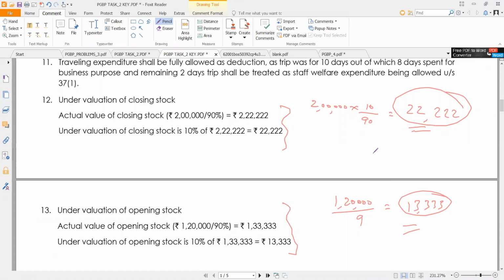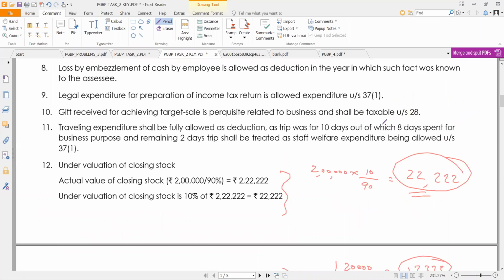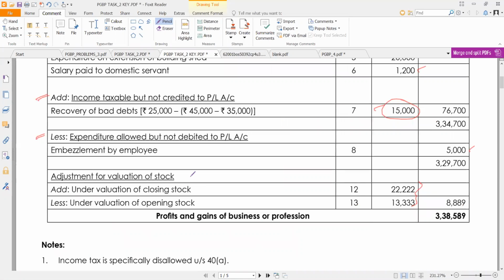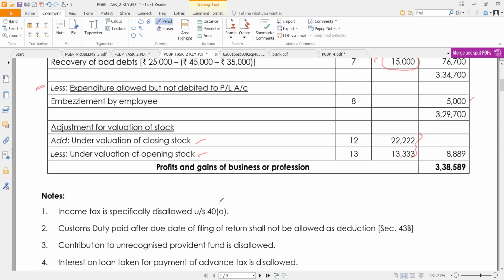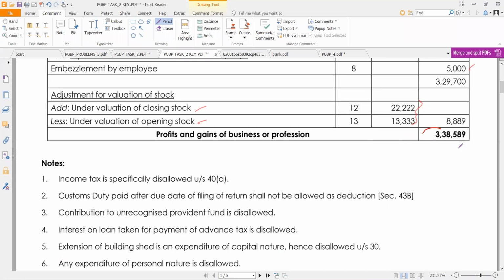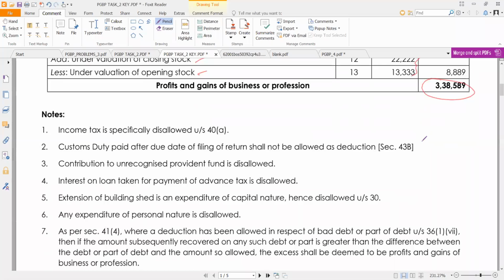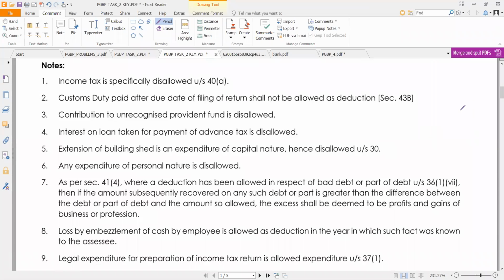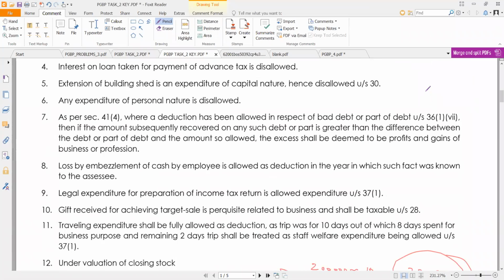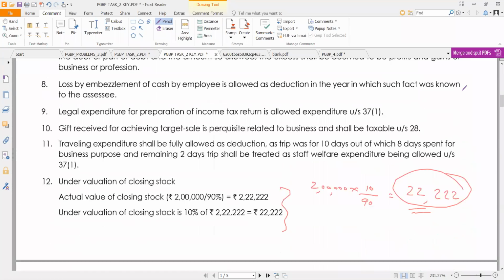Undervaluation of closing stock happened means profit was calculated in the P&L account lesser. So we should add that. So that was added, undervaluation of closing stock. Naturally, undervaluation of opening stock will be deducted. That's it. This is the PGBP, finally, the business income of this SSC. So that was question number one. Any questions on that? Is that clear?